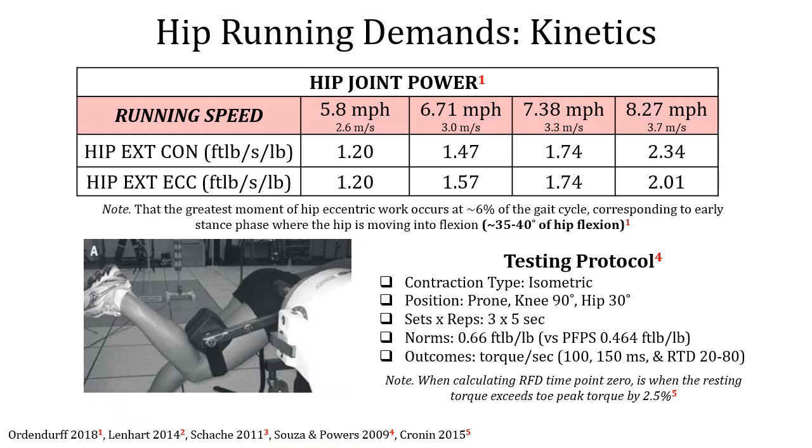When they compared a healthy cohort to a patellofemoral pain syndrome cohort, the PFPS group produced about 0.46 foot-pounds per pound of body weight, whereas the healthy group was at about 2/3 of body weight that they were able to produce. The outcomes that you're looking for, again, are going to be rate of torque development.